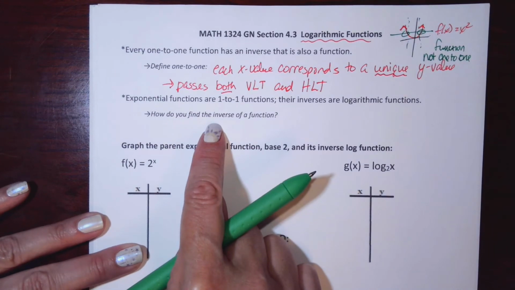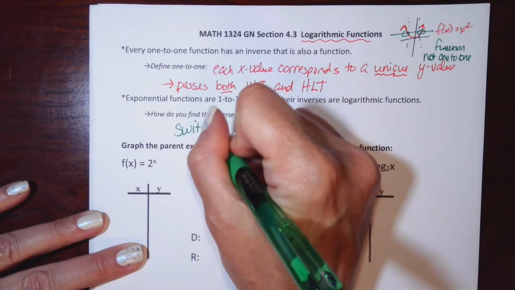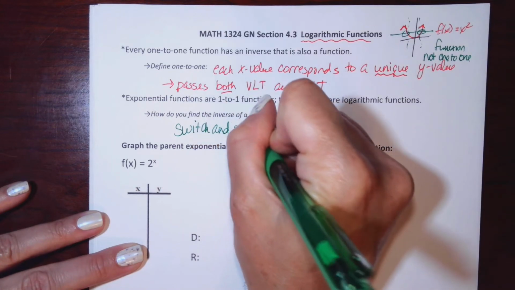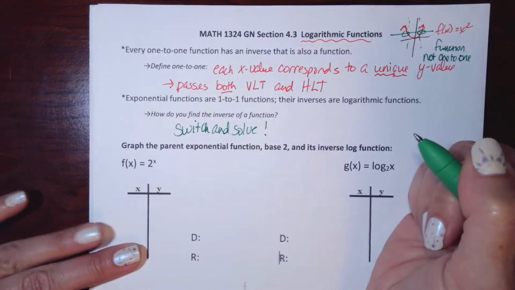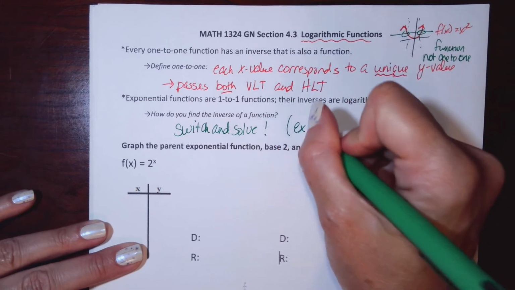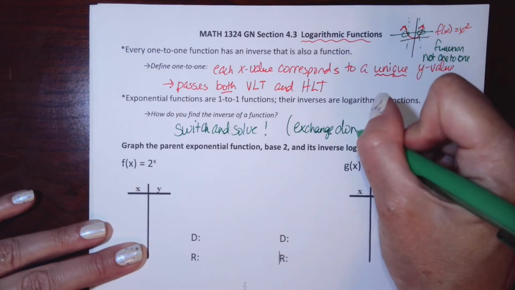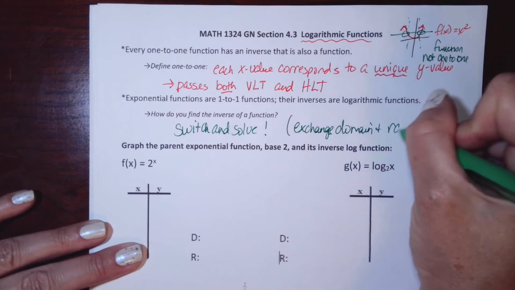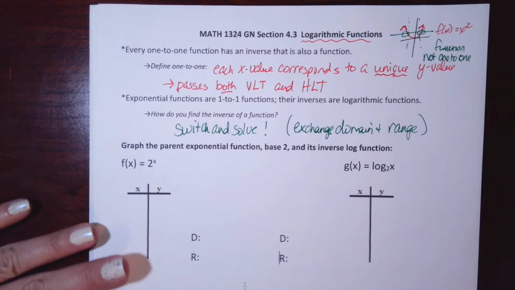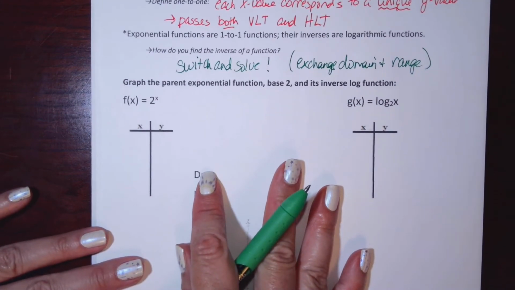How do we find the inverse of a function? Well, we're going to use what we call the switch and solve method. Switch and solve. And we'll walk through that today. When we do the switch and solve method, we exchange the domain and range. Alright, so let's see what this looks like as a graph.